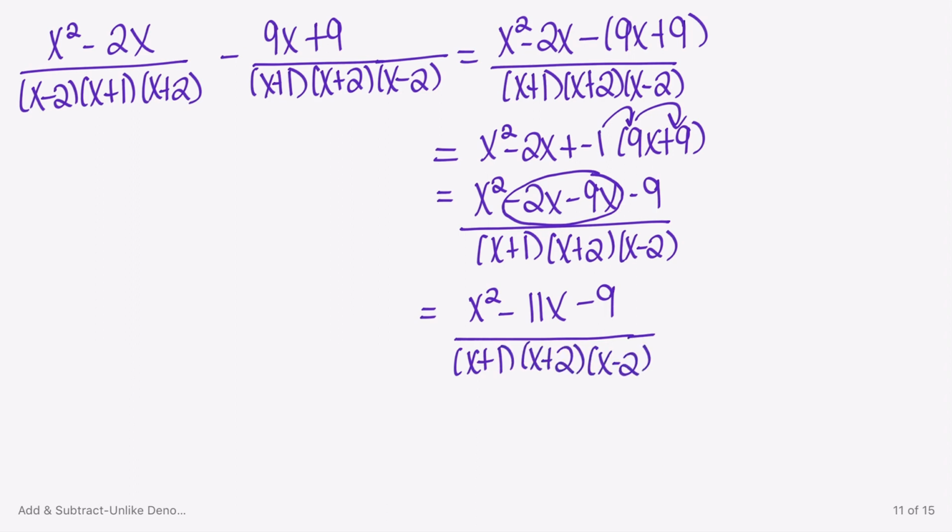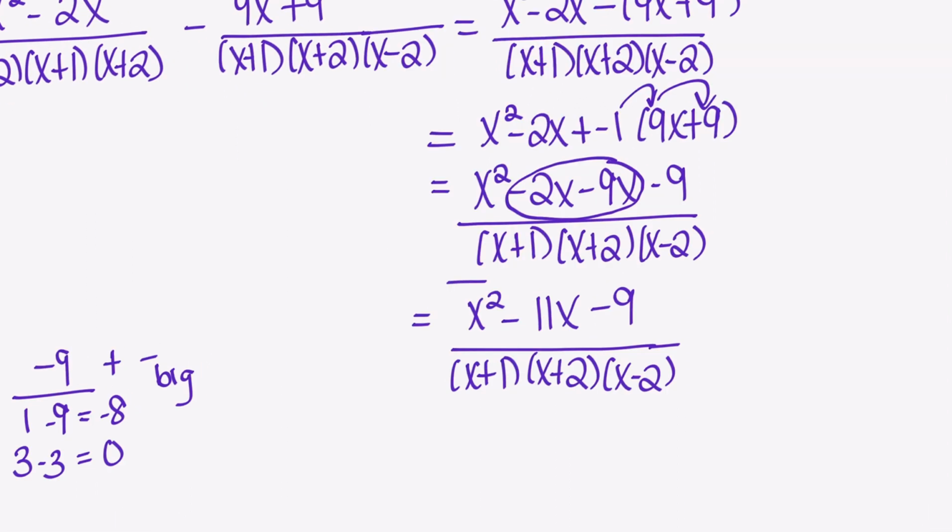I want to double check and make sure that I can't factor the numerator. So I need two factors of negative 9 that add up to negative 11. Since 9 is negative, I'm going to go ahead and make the bigger factor negative. And you can see I have 1 and negative 9. And then I have 3 and negative 3. None of these factors will add up to negative 11. So I'm just going to leave this as is. The numerator cannot be factored.